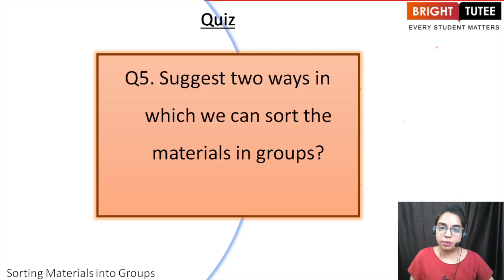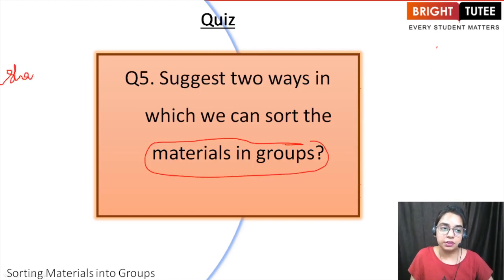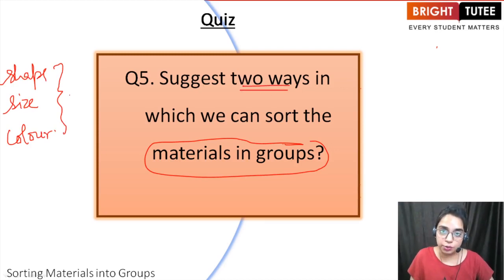Suggest 2 ways in which we can sort the materials into groups. So children, we can sort the materials into groups on the basis of their shape, on the basis of their size, on the basis of their color. We can write as many properties as we want, but since in the question only 2 ways are asked, you can write any 2. Okay, let's move to the next question.